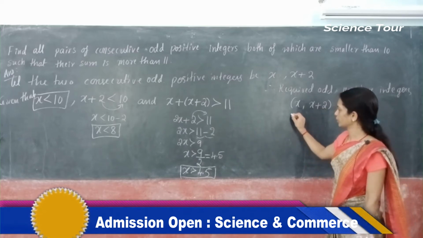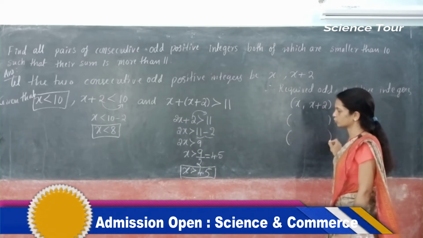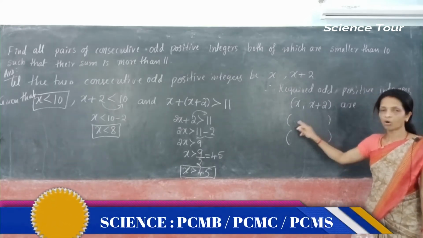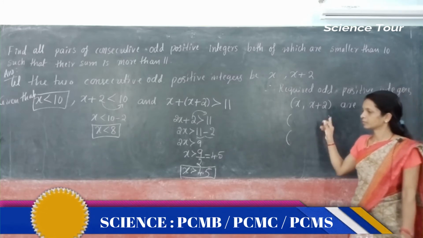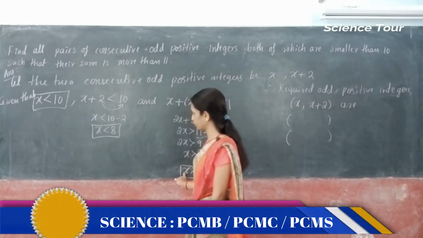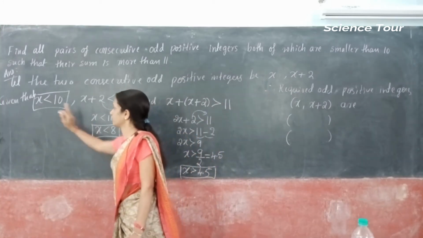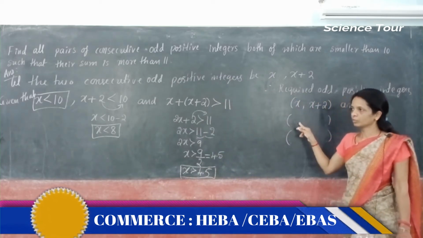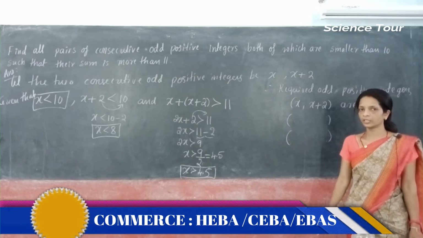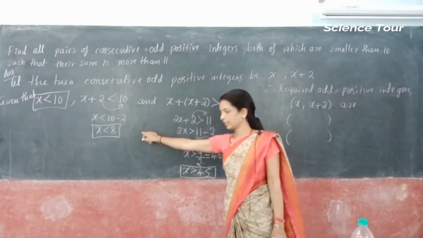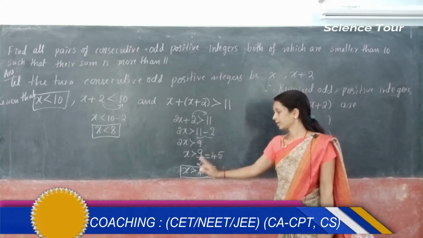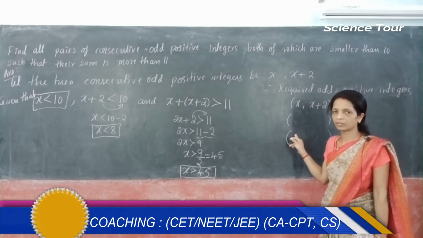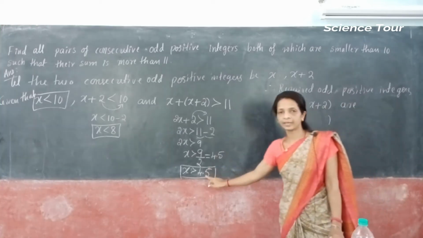So how can we write two odd positive integers here? See here we have a condition x greater than 4.5, here you have x less than 8, here you have x less than 10. You have to write x so that it satisfies all three inequalities: x less than 10, x less than 8 and x greater than 4.5. X should be greater than 4.5. X means the first place you are writing, no, that odd integer should be greater than 4.5.